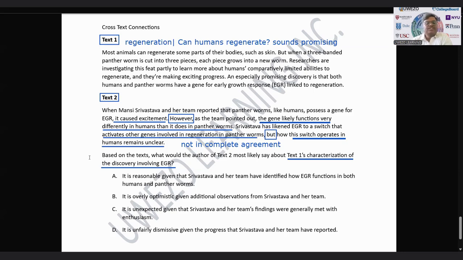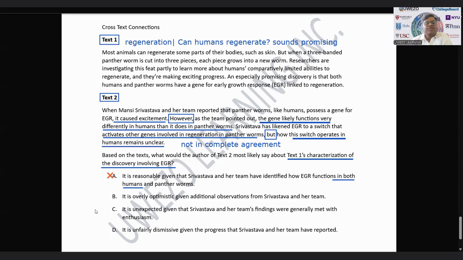Option A says it is reasonable given that Srivastava and her team have identified how EGR functions in both humans and panther worms. Now, we know how EGR functions in panther worms, but we do not have enough information about how it works in humans. So this part is not given in the text. So the right answer cannot be option A. We can eliminate option A here. Let's move on to B.